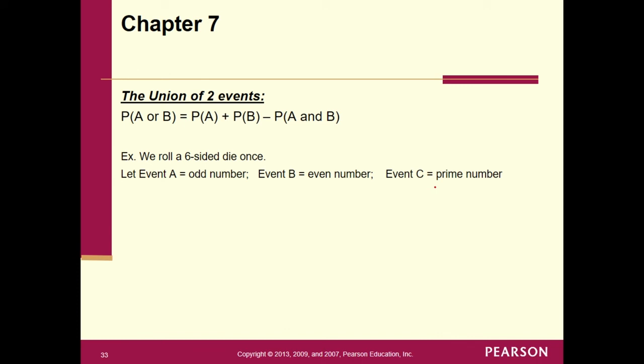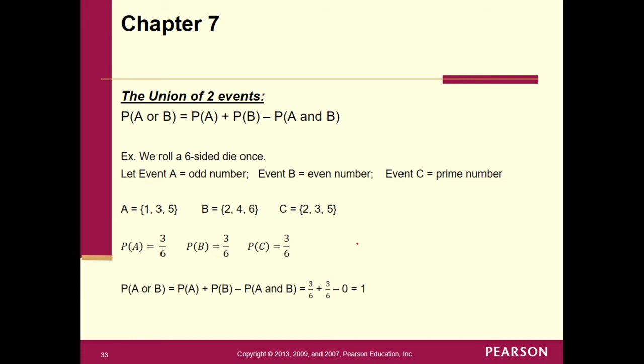Here's an example that I showed before. We roll a six-sided die once. We'll let event A be an odd number, B an even number, C a prime number. Here are the possibilities for each one. So we know that the probability of A is equal to a half, the probability of B is equal to a half, and the probability of C is equal to a half, because each one has three possibilities out of 6. So we have 3 numbers that satisfy each out of a total of 6, so a half.